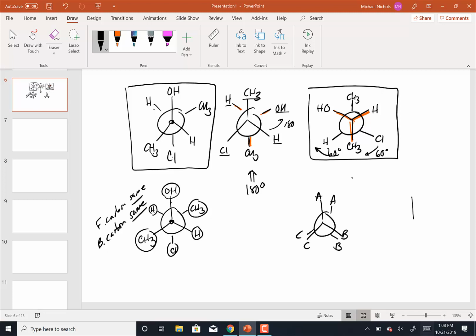The same thing's true for a Fischer projection. A meso would have to have the same three groups attached to it, and you'd have to be able to write the mirror plane like that. So this would be a meso Fischer projection. If you don't have the same three groups attached to each carbon, it can't be meso.